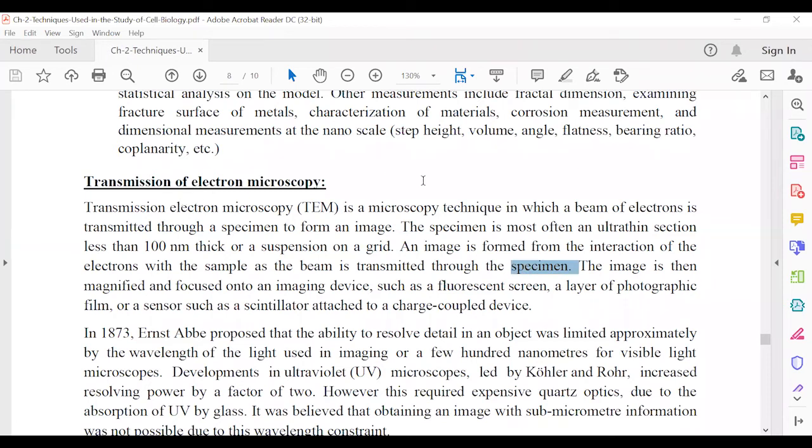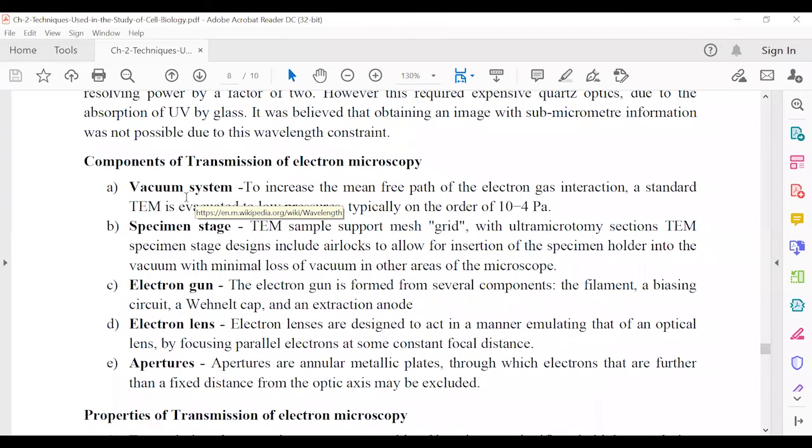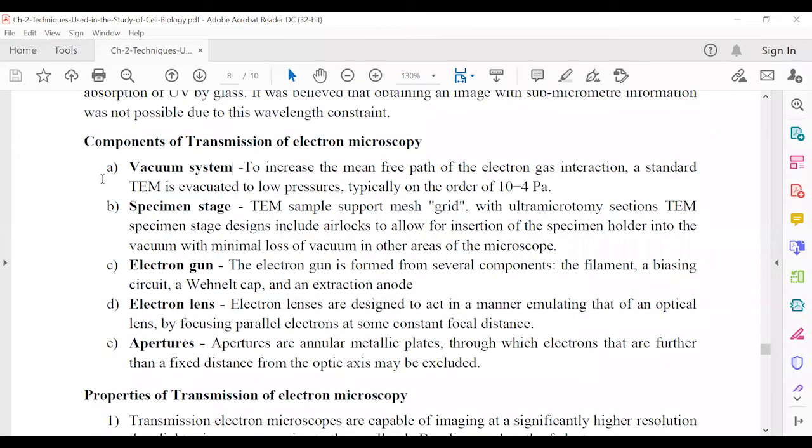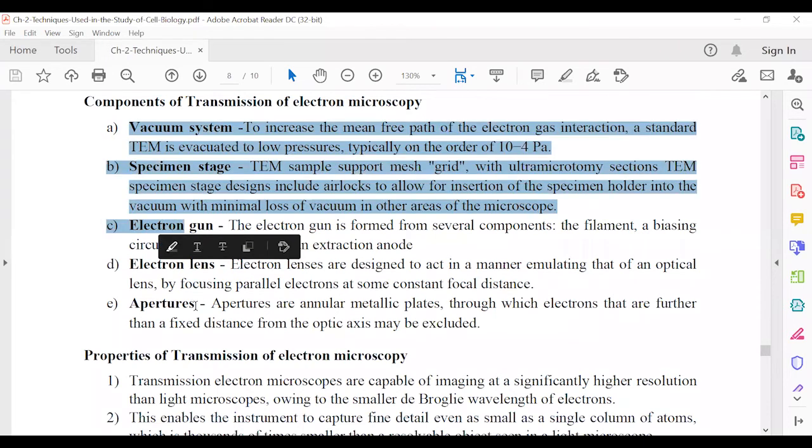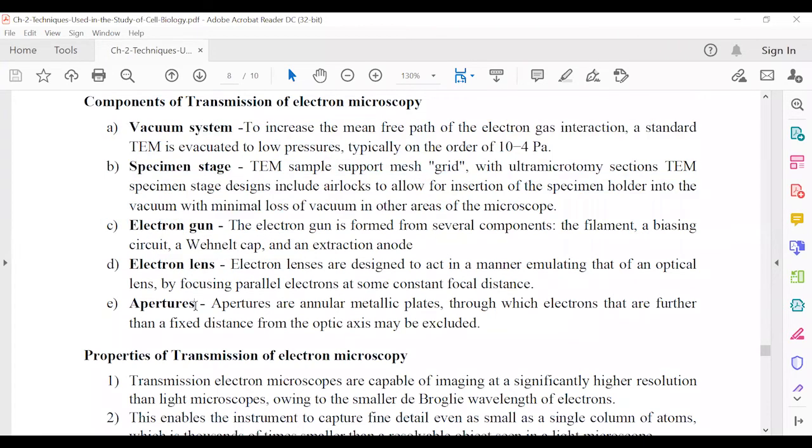Components of transmission electron microscopy, just the points, no need for detail. First, the vacuum system. Second, specimen stage. Third, electron gun. Fourth, electron lens. Last, aperture. These five components are generally required for a transmission electron microscopy system.